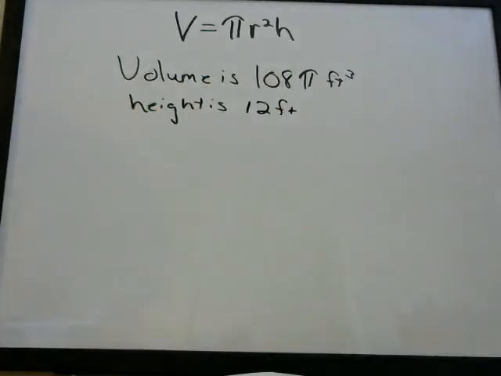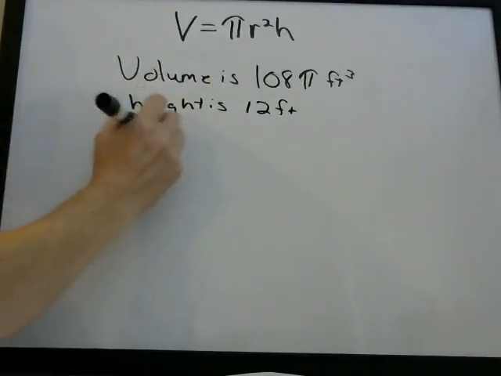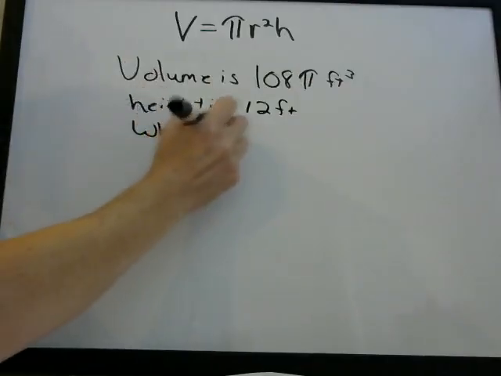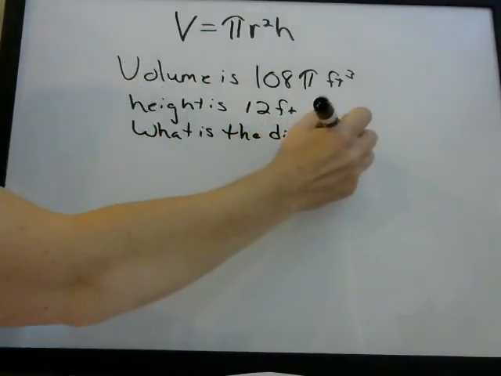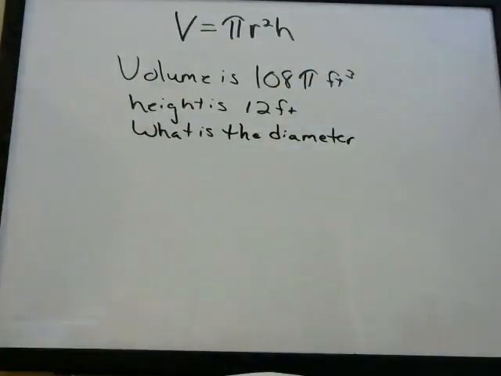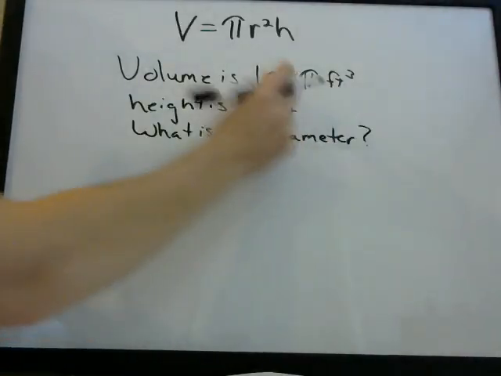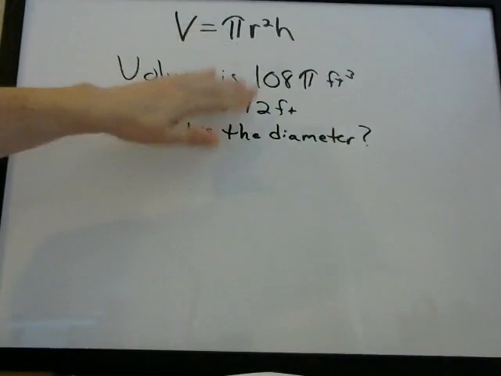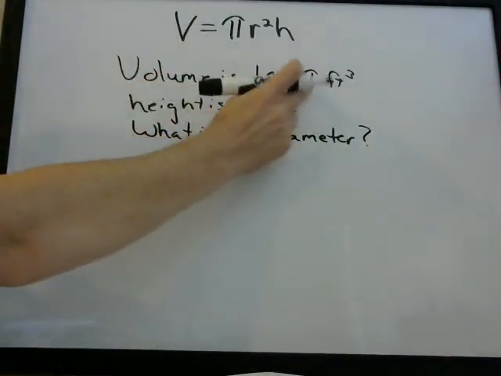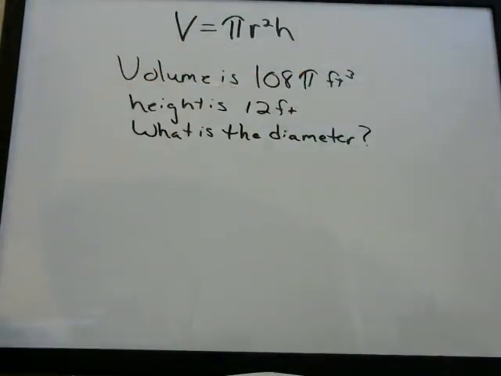The height is 12 feet. They might ask you, what is the diameter of the circular part? So what is the diameter? That's your question if you're given something like this. So again, we just look at the formula and plug in the numbers that we know. Don't get confused by them leaving it in terms of pi.